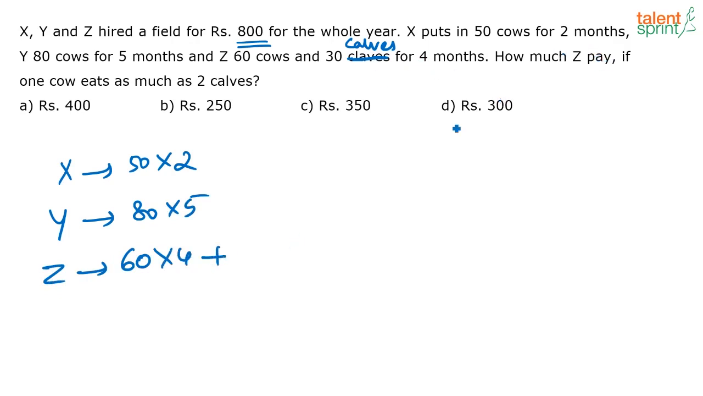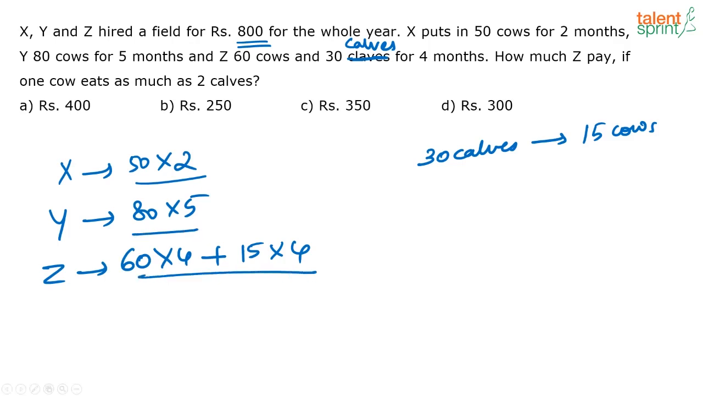Now, in the question they have given that one cow eats as much as 2 calves, or I can say 30 calves are equivalent to 15 cows. So, this 30 calves are equivalent to putting 15 cows for 4 months. So, the ratio in which they have used the field is like this. What is the ratio in which they have used the field? 100, 400, here it is 300. Correct? So, they have used the field in the ratio 1:4:3.